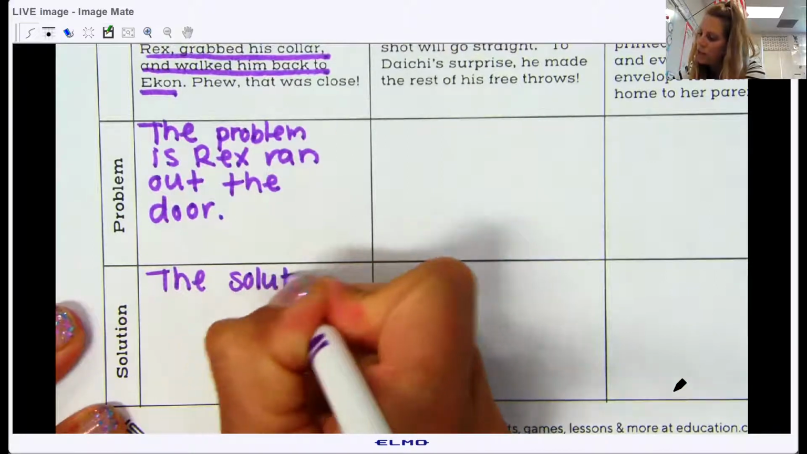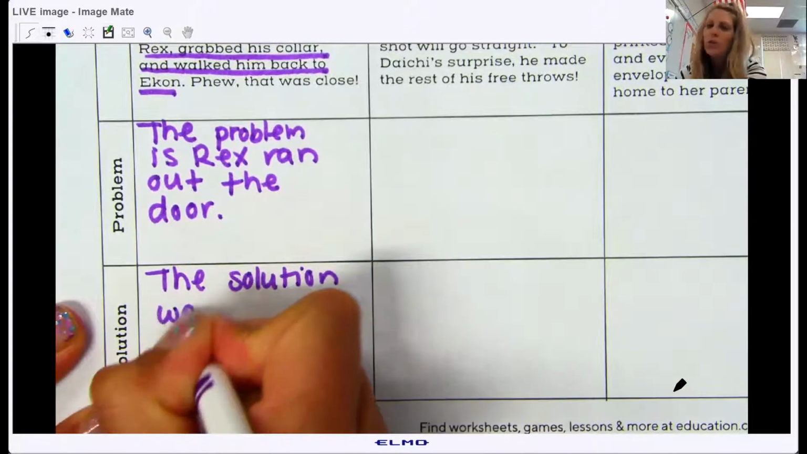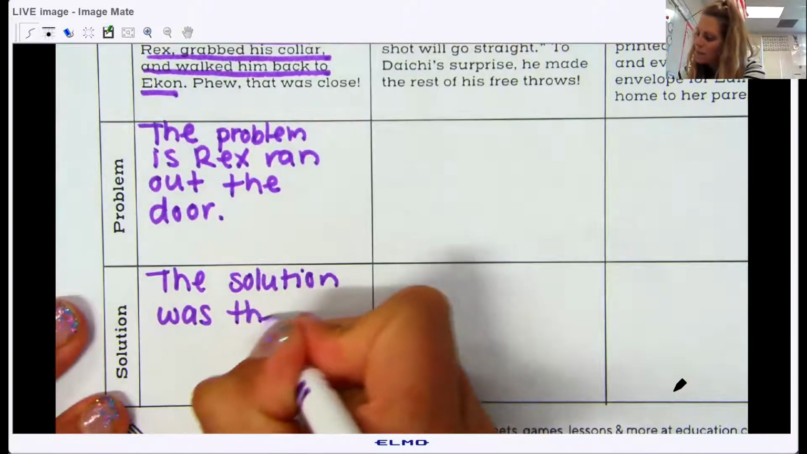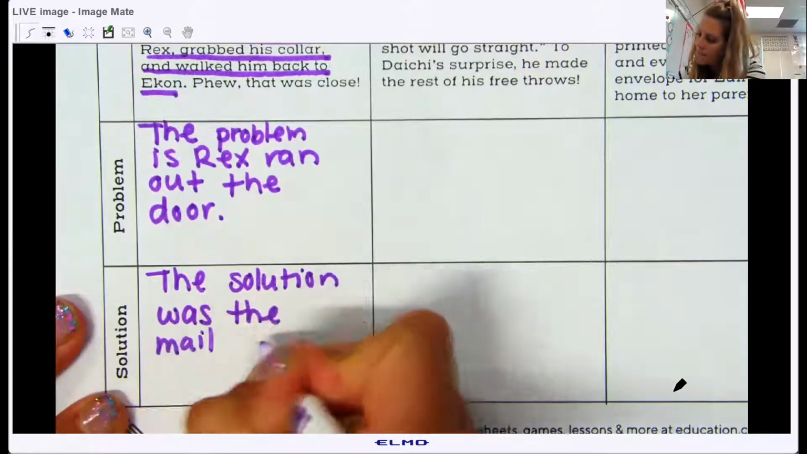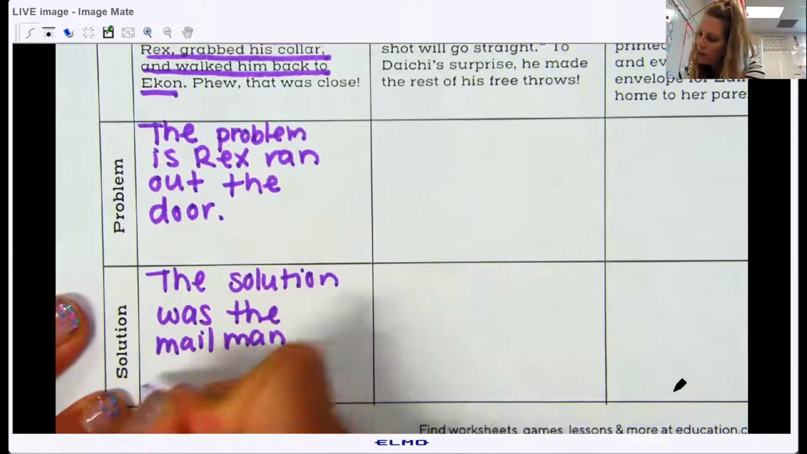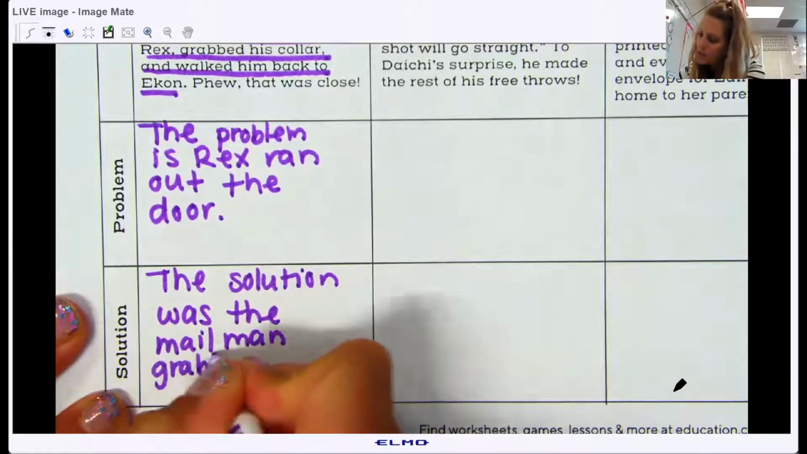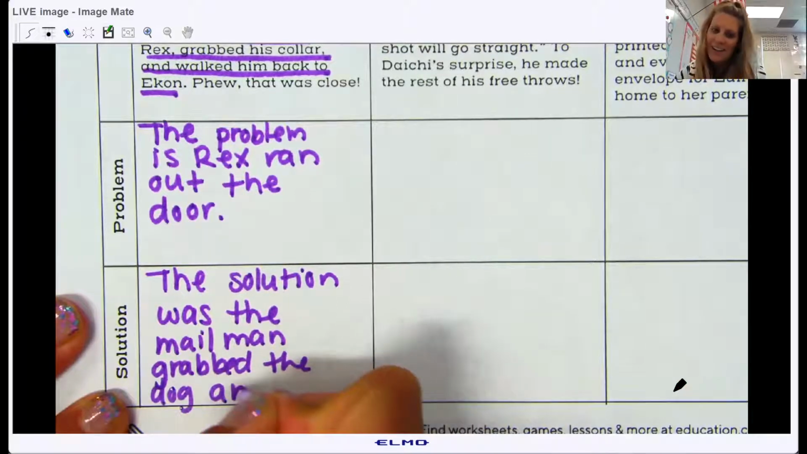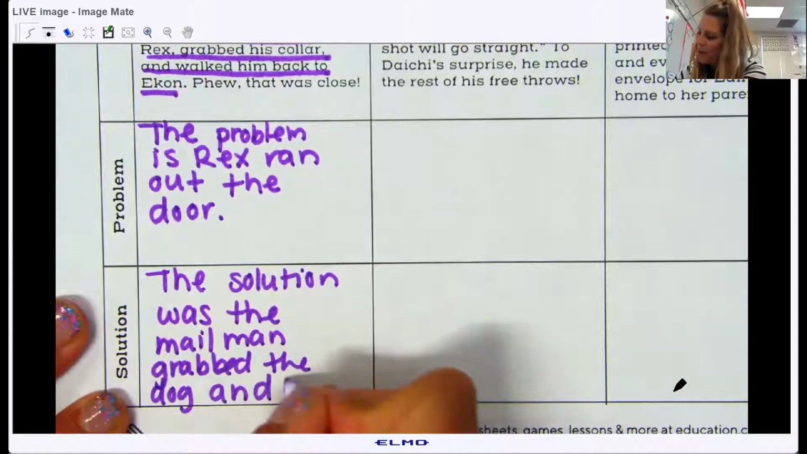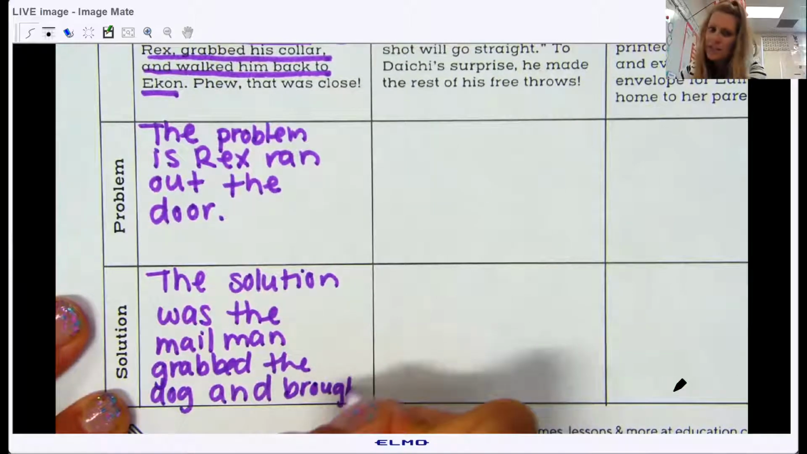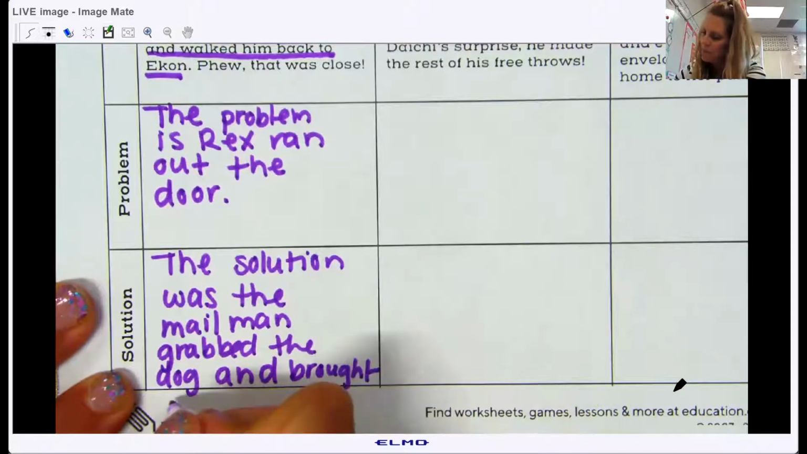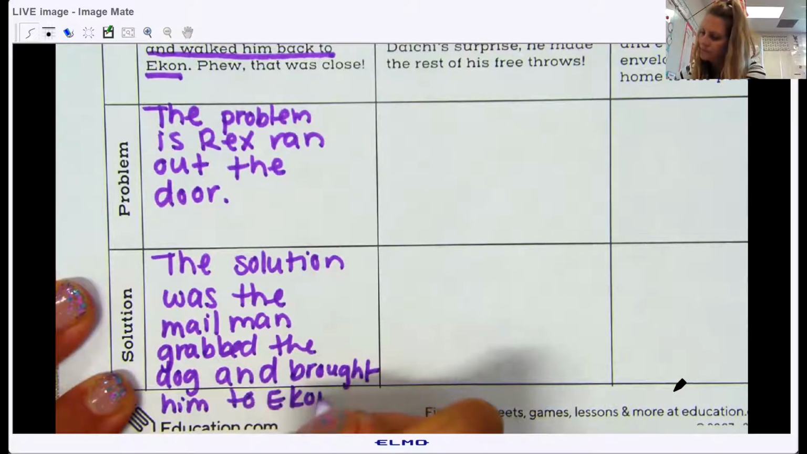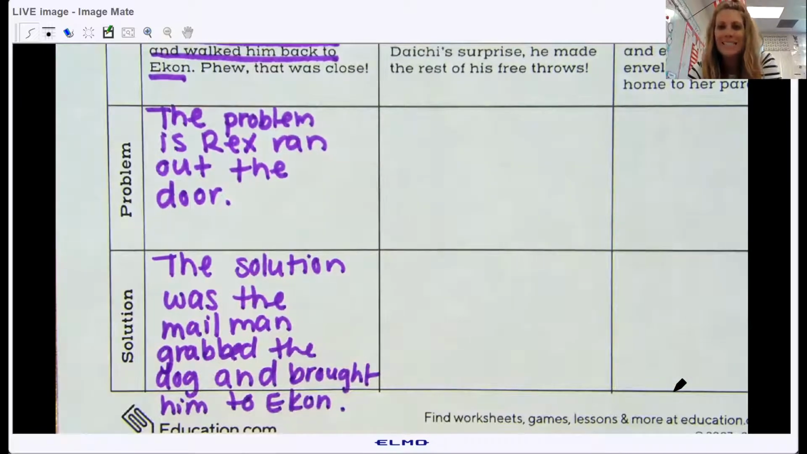The solution was, who helped solve the problem? The mailman. The mailman what? Grabbed the dog, or grabbed Rex, and brought him to Econ. Okay, see how we did that?